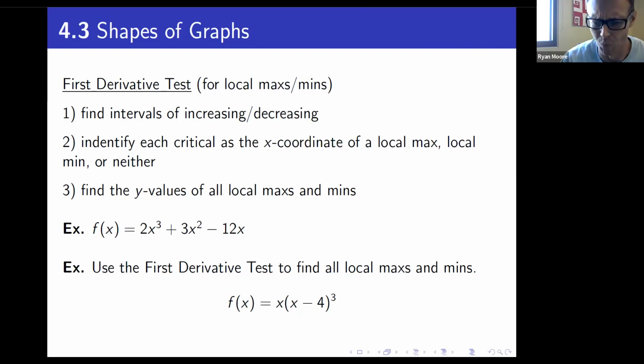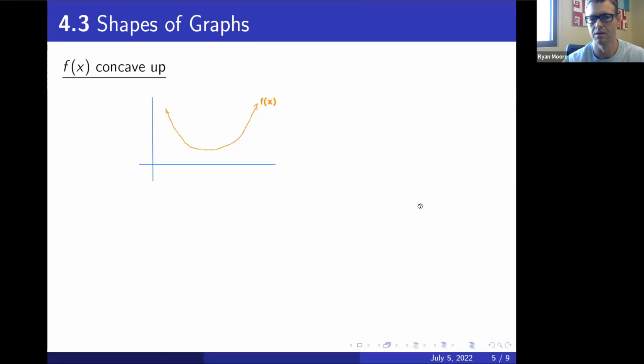We are still going at 4.3. What's next? We know how to find increasing and decreasing. We know how to find local maximums and local minimums using the first derivative test. Oh, but there's more. We'll be able to figure out where our function is what we call concave up or concave down.